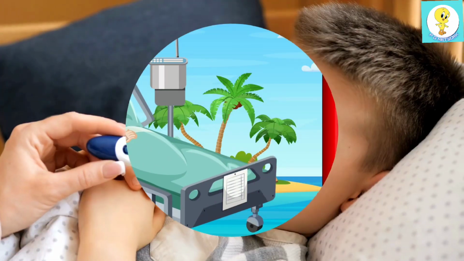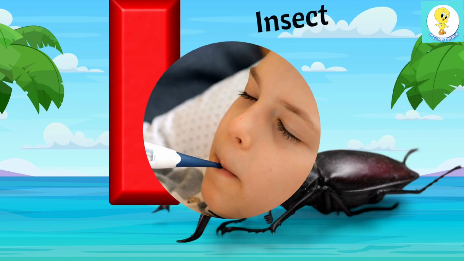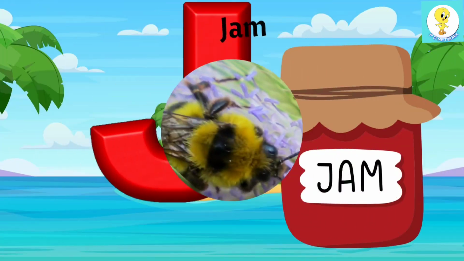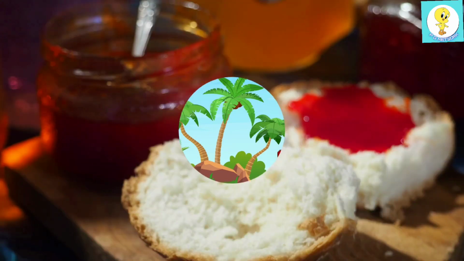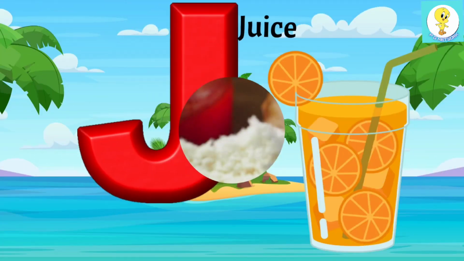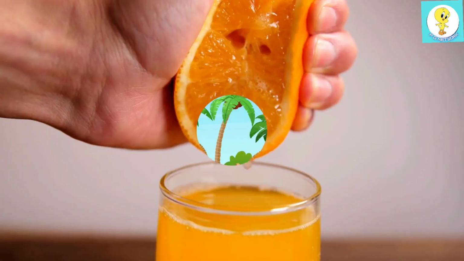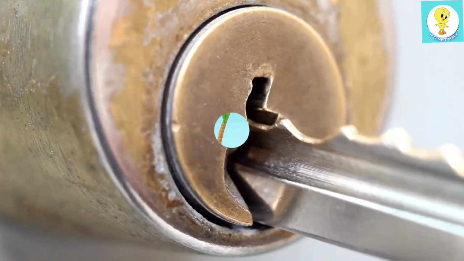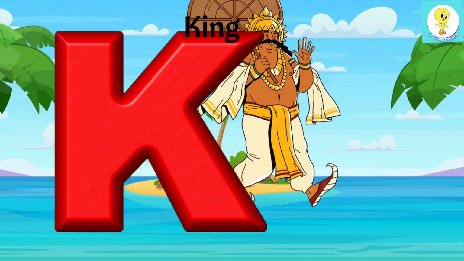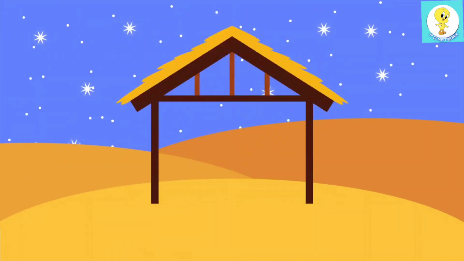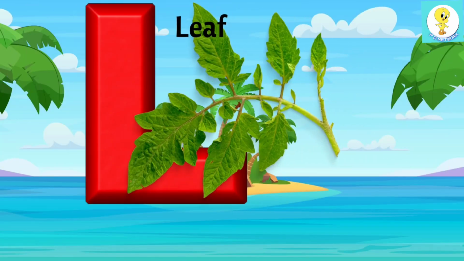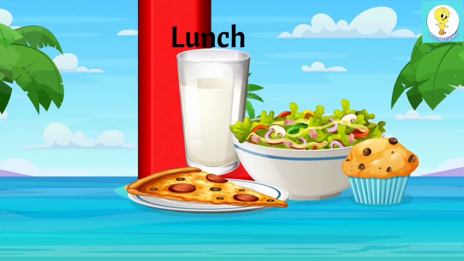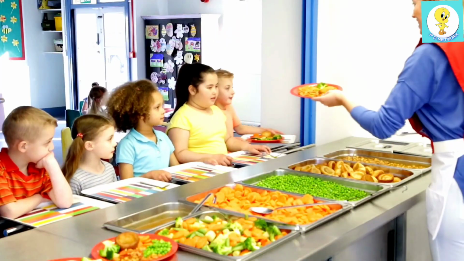I is for ill. I is for insect. J is for jam. J is for juice. K is for key. K is for king. L is for leaf. L is for lunch.